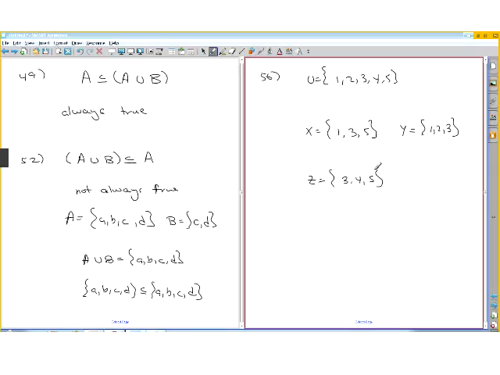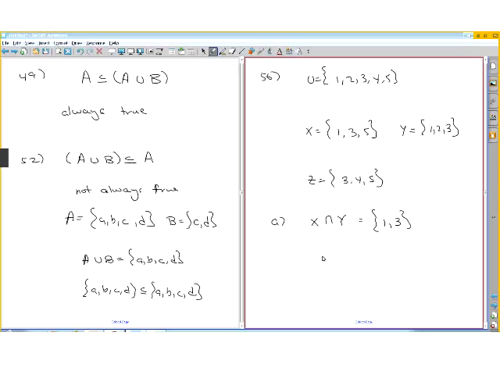Okay, so what are they asking us? Exercise 56A: find X intersected with Y. So we look for common terms, and 1 and 3 are the two common terms. So the intersection of X and Y is 1 and 3. 2 is not in here, and 5 is not in there.